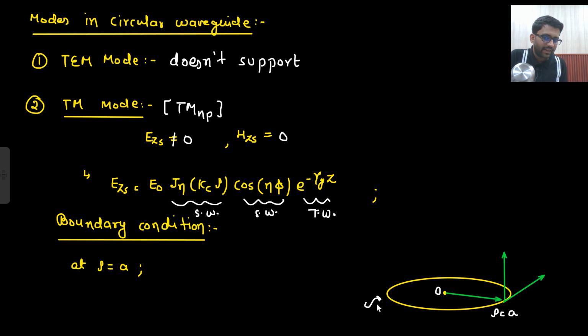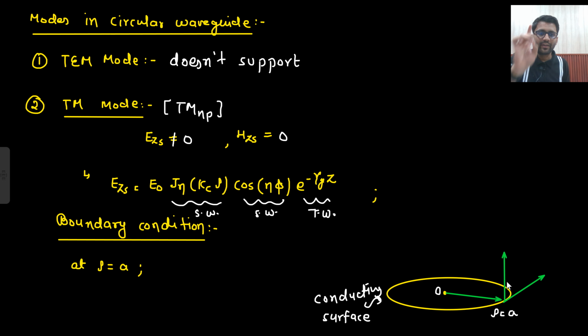And what is this? This is a conducting surface, right? All these surfaces are conducting, so this boundary is also a conducting surface. So rho equals a means you are at the boundary. So at the boundary, the tangential component of the electric field will be 0.